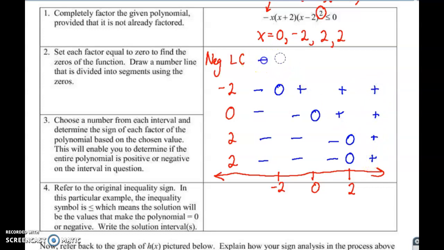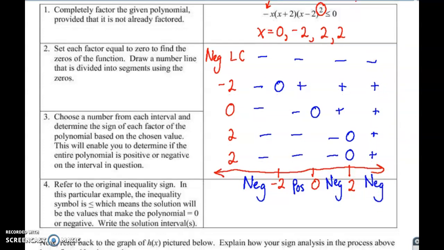And then the negative leading coefficient means several negatives. So as I multiply 5 negatives, negative times negative times negative times negative times negative, I get a negative answer. Well, here I get 1, 2, 3, 4 negatives, so that's positive. Here I get 3 negatives, so that's negative. And over here I get 1 negative.